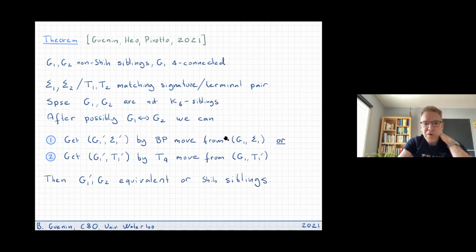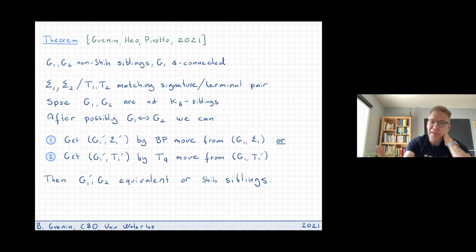Now you could say, well, do I really need these K6 sibling outcomes? You really do, because if you look at the K6, it doesn't have a blocking pair on either one of the two K6. So I can't apply the blocking pair move operation. And if I look at these K6 siblings, they have 6 terminals on both sides. So I certainly can't apply the T4 operation either, right?